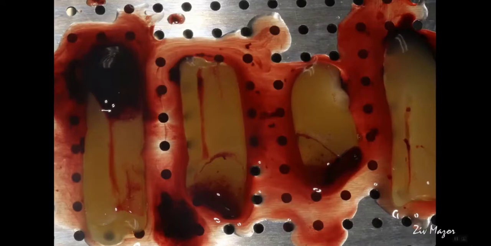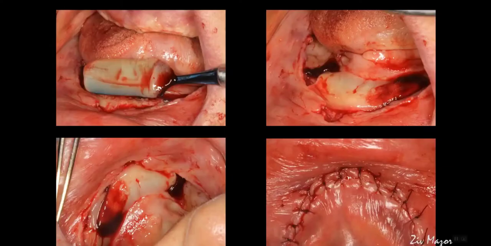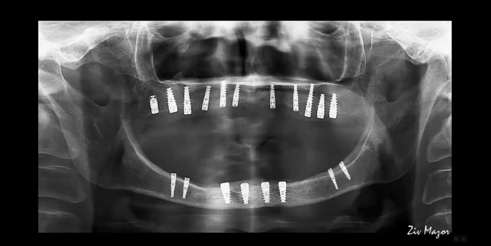Now we take our PRF again, and we will cover the entire ridge with PRF. Close it up, and here is the post-op radiographic appearance. So we see 2 narrow diameter implants in the back, 4 implants in the front, and 10 implants in the upper jaw.